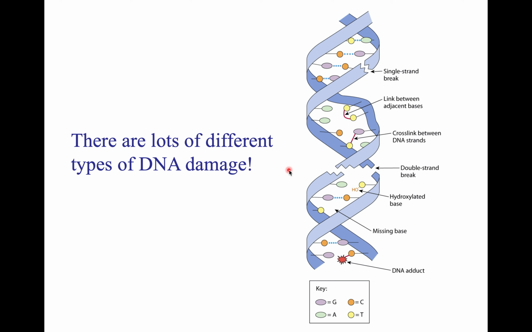And I also wanted to point out that there are lots of different flavors of DNA damage, so to speak, right? So from single strand breaks to double strand breaks to links between adjacent bases and cross links across DNA strands, etc. So there's a whole host of different types of damage that could potentially be caused by either chemical carcinogens or radiation exposure. Really, any of the things that cause cancer are typically tied in with one or more of these types of DNA damage.